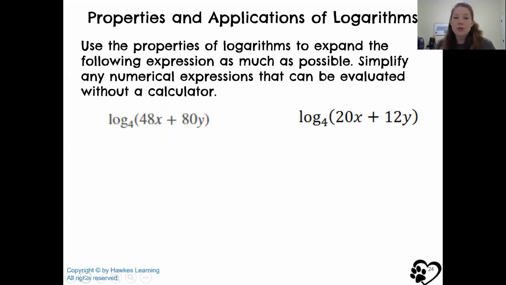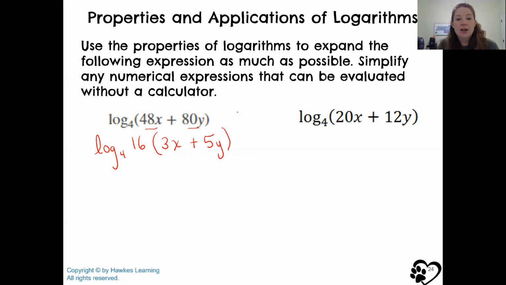Okay, so your first two Hawks homework problems look very similar to these. What you're going to do on these is, first of all, find the greatest common factor of 48 and 80. The greatest common factor of those two numbers is 16. So we're going to write the log base 4 of 16 times 48x divided by 16 is 3x, 80y divided by 16 is 5y.